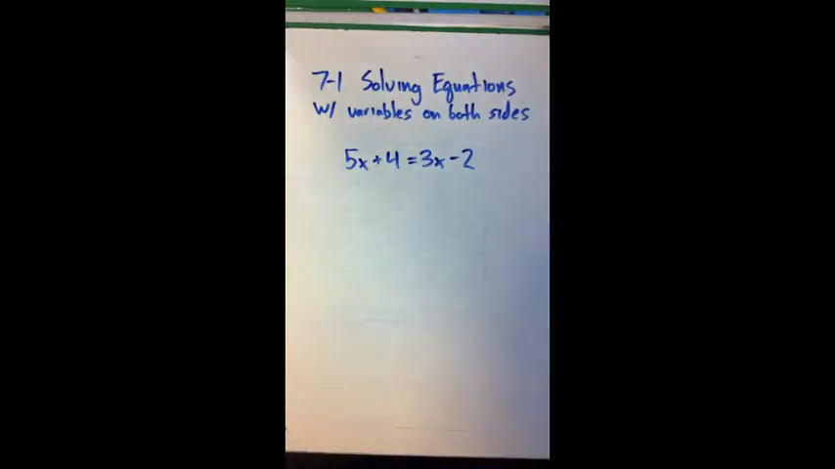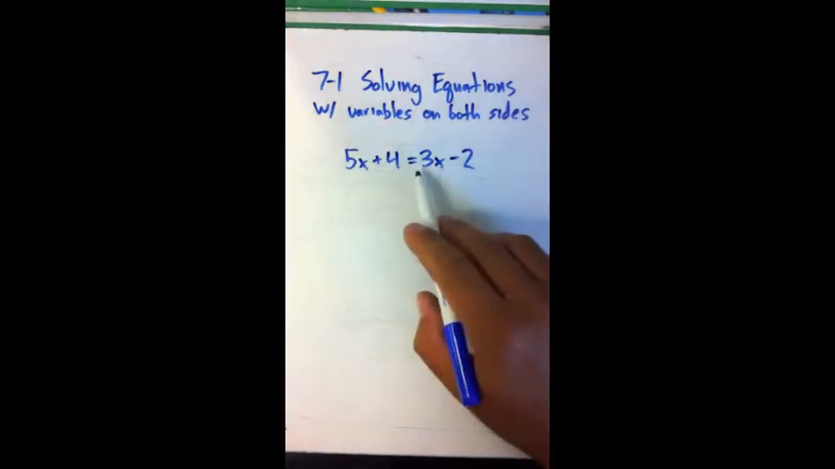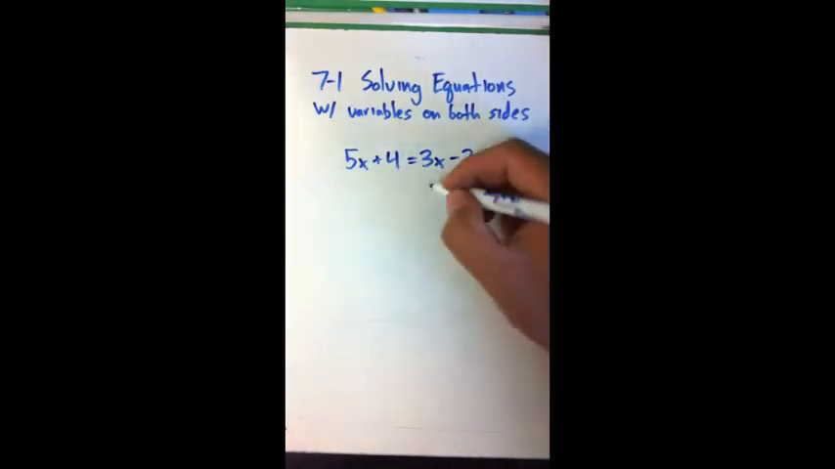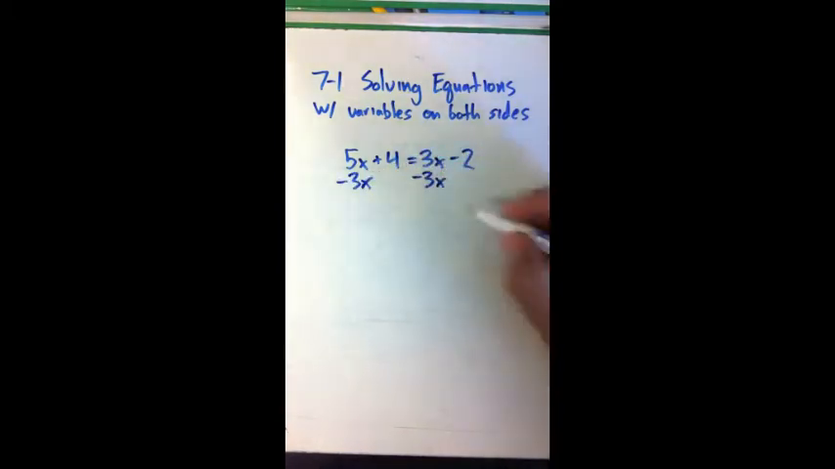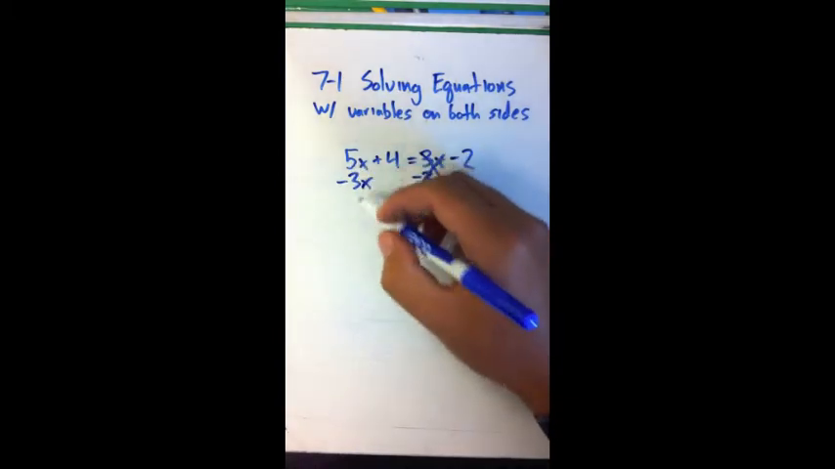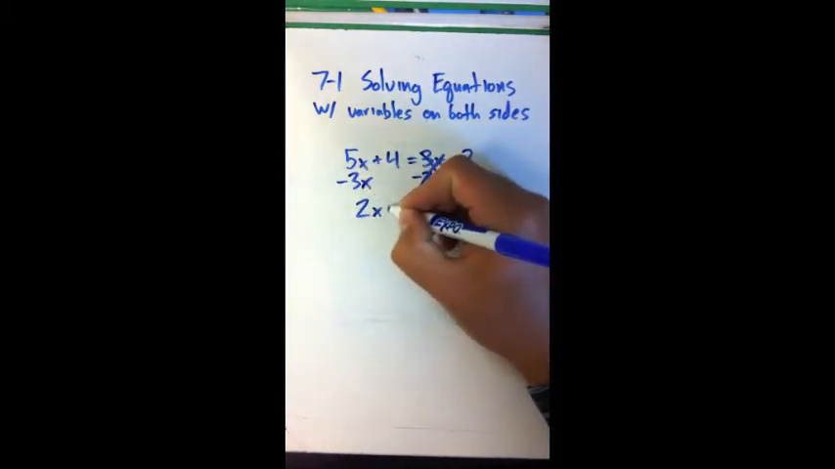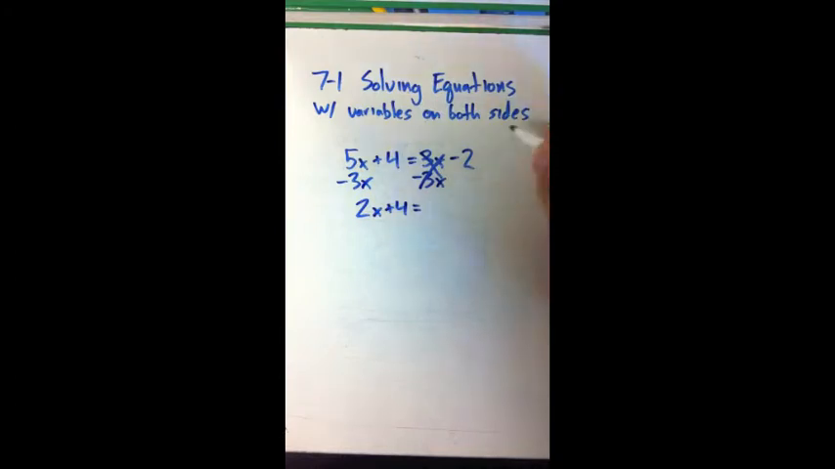So the first rule you need to do is look at which variable is smaller. When you find the smaller variable, that's the one you should take away first. So the smaller variable here is 3x as opposed to 5x. So we're going to go ahead and subtract the smaller variable first. And 3x minus 3x is 0. 5x minus 3x is 2x. Bring down the rest, and we're left with this.